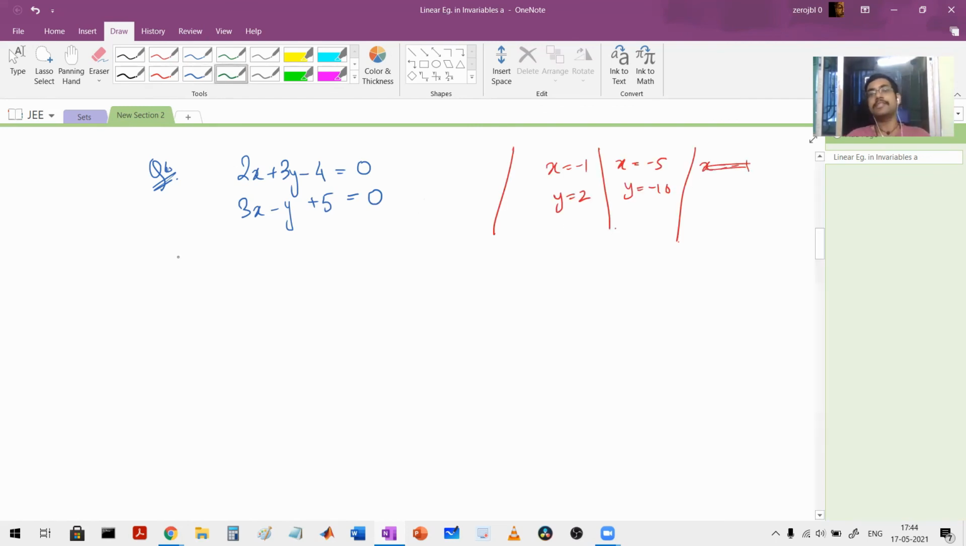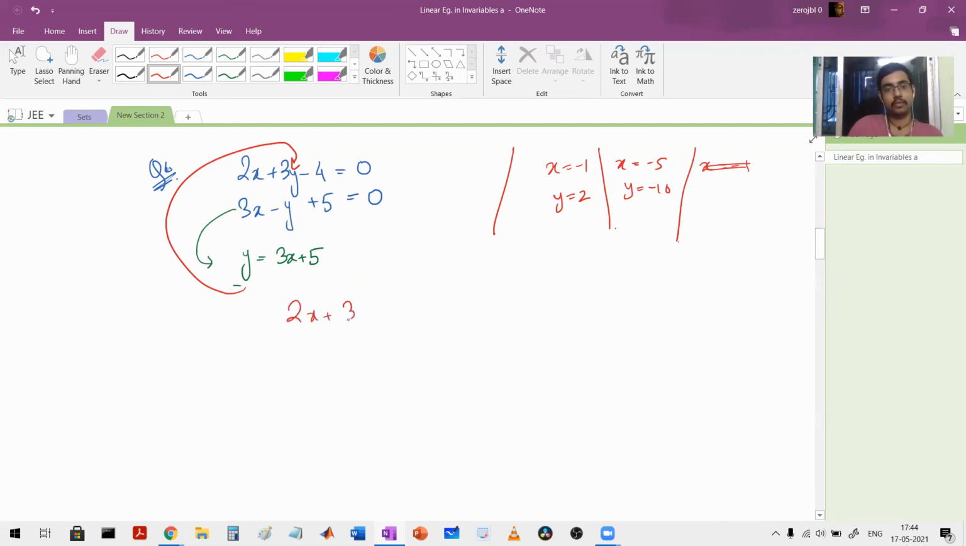Okay, so let me solve. You can take any one. I am taking this equation because this can give me y very easily. So here y will be 3x plus 5. Now let me substitute this value of y here. If I substitute it here, what do I get? I get 2x plus 3 into (3x plus 5) minus 4 is equal to 0.